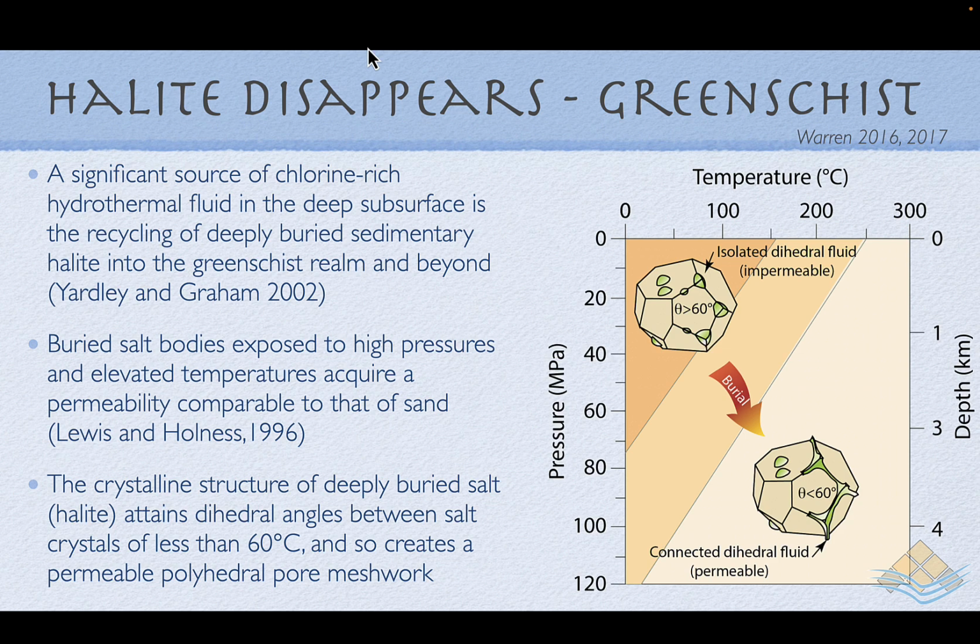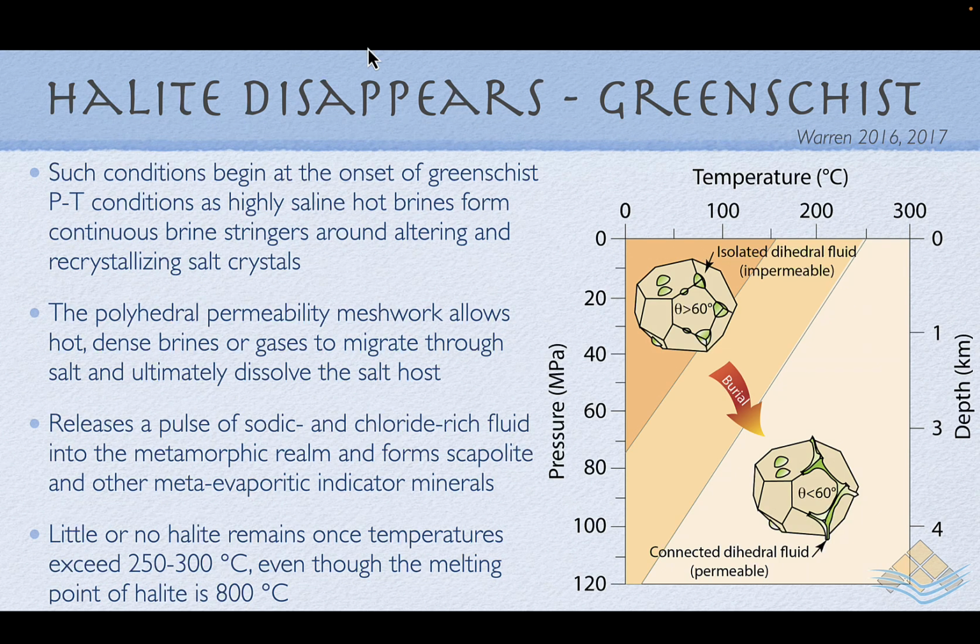So if a salt unit was acting as a seal prior to this transition in the dihedral angle, once the dihedral angles have changed, that salt becomes a relative aquifer as we pass into the metamorphic realms. So this transition in dihedral angle begins at the onset of greenschist temperature and pressure conditions. It occurs as highly saline hot brines form continuously connected stringers in or around altering and recrystallizing salt. It forms what is a polyhedral permeability meshwork, and that allows hot dense brines and gases to migrate through what was previously the salt seal, and ultimately that will dissolve the salt seal.